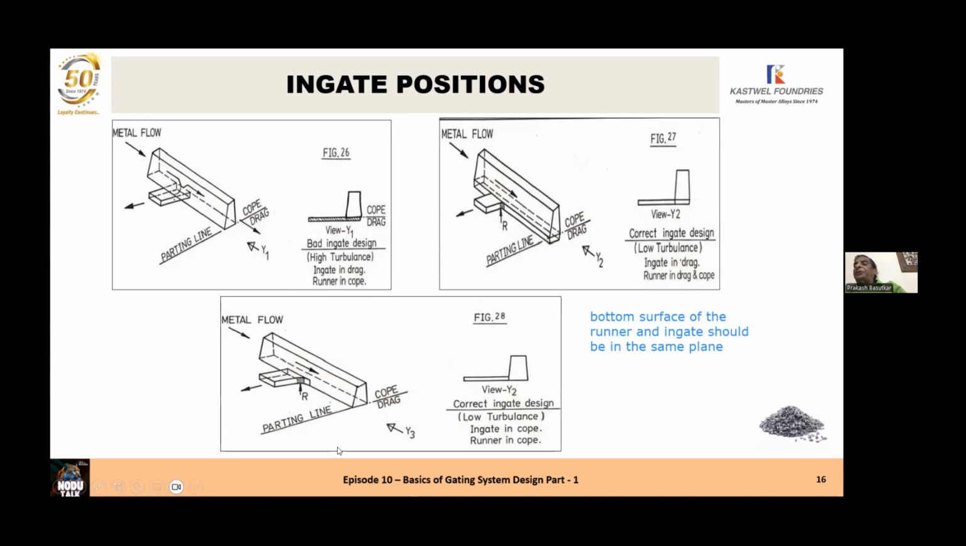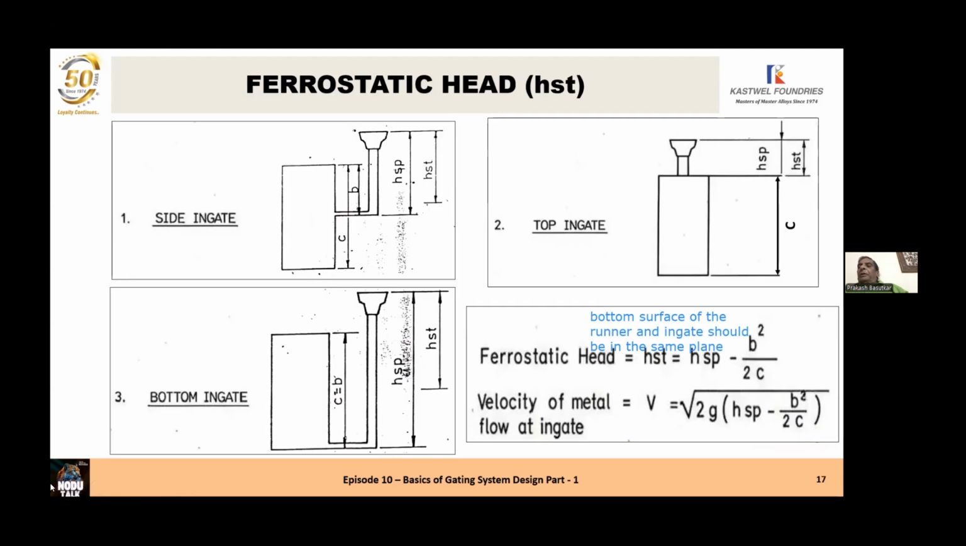Look at the cross-sectional area. The bottom surface of the ingate and the bottom surface of the runner bar are in the same plane, view Y2. Is that clear? So this design gives you low turbulence, ingate in the cope. If you have to put a runner ingate in the drag, then you must also put a part of the runner in the drag whose thickness is equal to the height of the ingate. Bottom surface of the runner and ingate should be in the same plane. That's most important. Now we'll talk about the ferrostatic head.